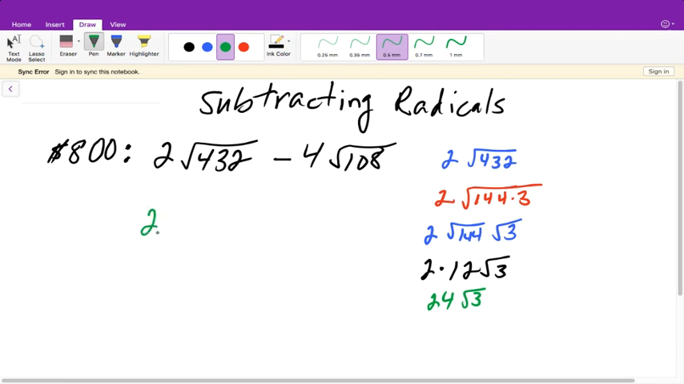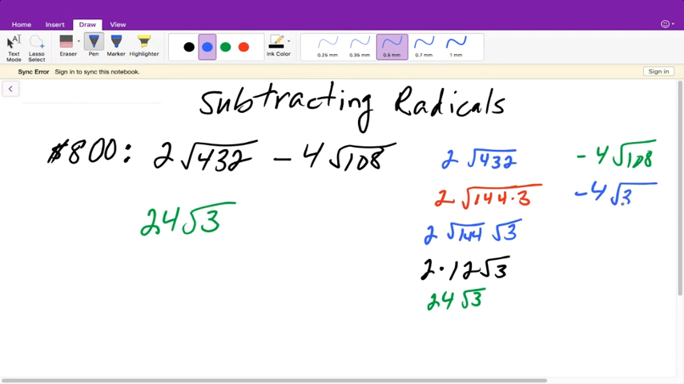So this reduces to 24 times the square root of 3. All right, now we'll look at the next one, minus 4 times the square root of 108. We've already done this one multiple times, so this then becomes 36 times 3. We can break these apart, negative 4 times the square root of 36 times the square root of 3. Well, this gives me negative 4 times 6 times the square root of 3. And we look and see, okay, this is minus 24 times the square root of 3.